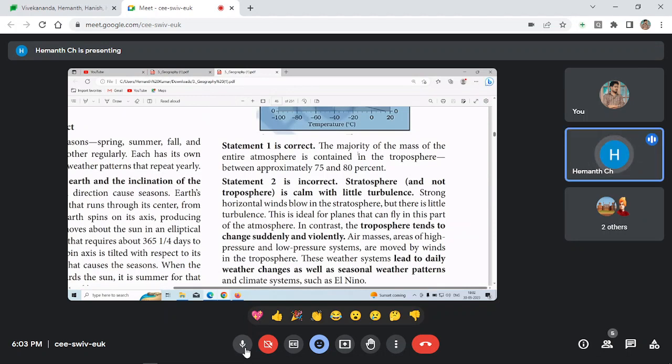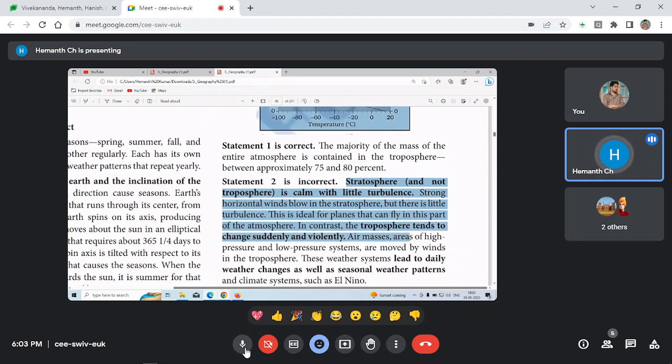The majority of the mass of the entire atmosphere is located in the troposphere, approximately 75 to 80%. Statement 2 is incorrect. Stratosphere, not the troposphere, is calm with a little turbulence. Strong horizontal winds blow in the stratosphere, but there is a little turbulence. This is ideal for planes that can fly in this atmosphere.